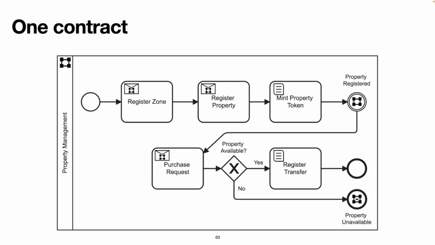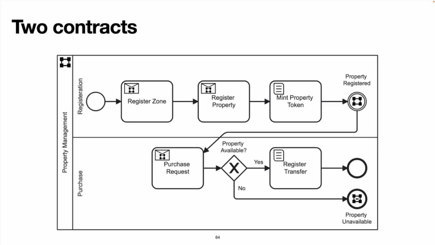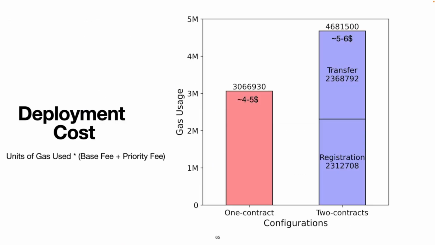In the one contract setting, we don't do anything; the model is as is. In the two contracts setting, we separate the entire process into two contracts: one contract for registration and one contract for purchasing or transferring the land. We deploy it, and then we can compare the costs. In the two contracts setting, we observe a higher cost, and that's logical because we have duplicated logic that we need to use in two contracts, while in the one contract the logic is shared.